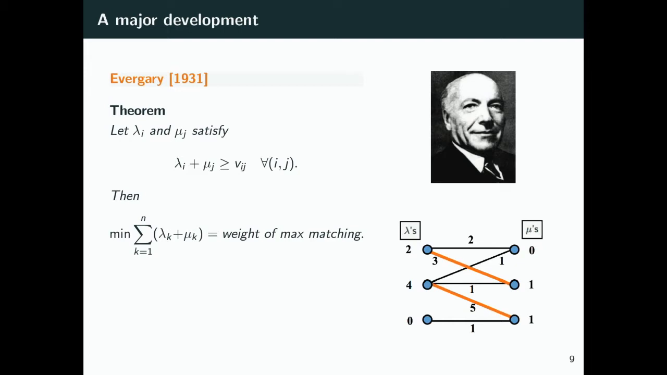A very major development in the theory of matching was the Hungarian Egerváry's proof in 1931 of a min-max relationship. What he showed is that there's a set of numbers you can associate with the vertices in the graph, and suppose that these numbers cover each of the edges, in the sense that if I sum the two numbers across any edge, their sum is at least the value on that edge. Among all such sets of numbers, let's find the set that minimizes the total sum. That's called the minimum cover. And he proved that the weight of that minimum cover is equal to the weight of the maximum matching in the graph.